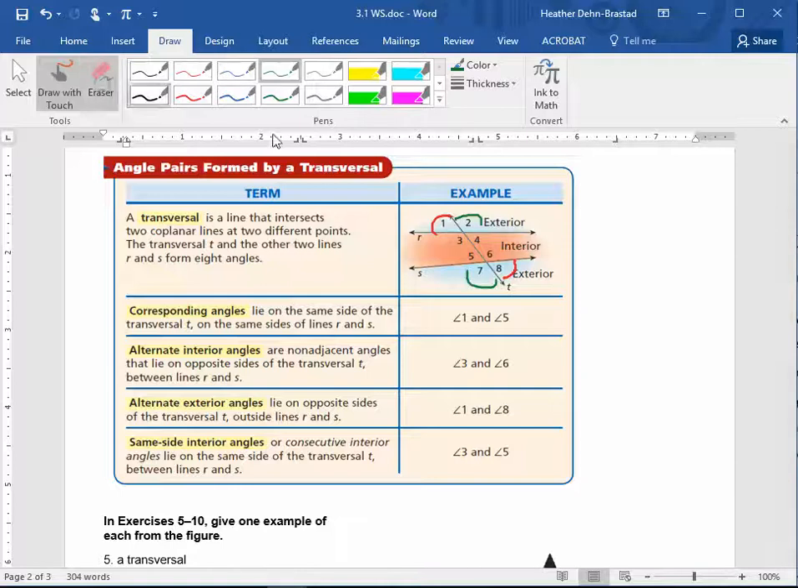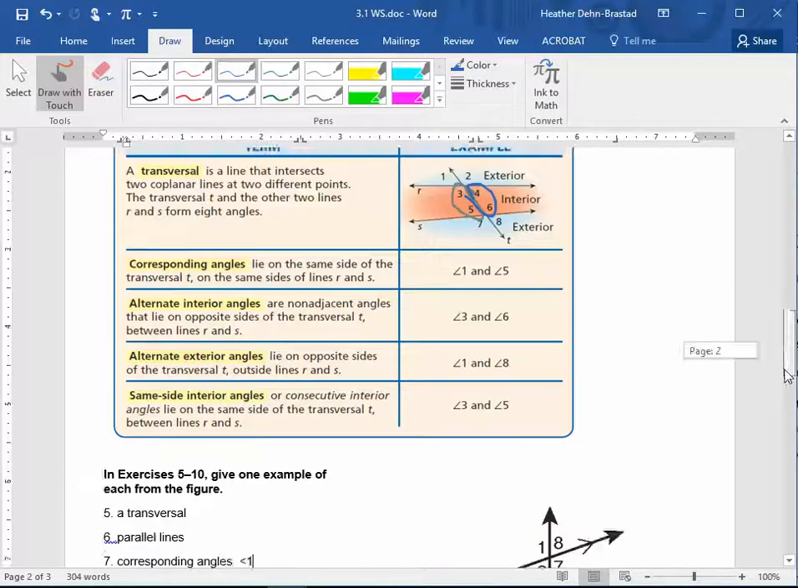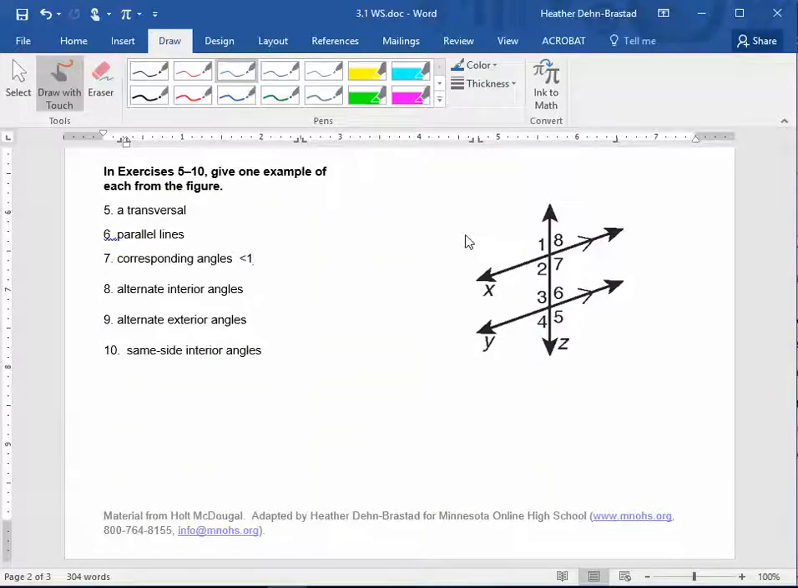And then finally we talk about same side interior, which is exactly what it sounds like. The same side of the transversal and in between the two lines, same side and interior region. So 3 and 5 are same side interior, and 4 and 6 are same side interior. So your job for the worksheet is to find those examples on here.